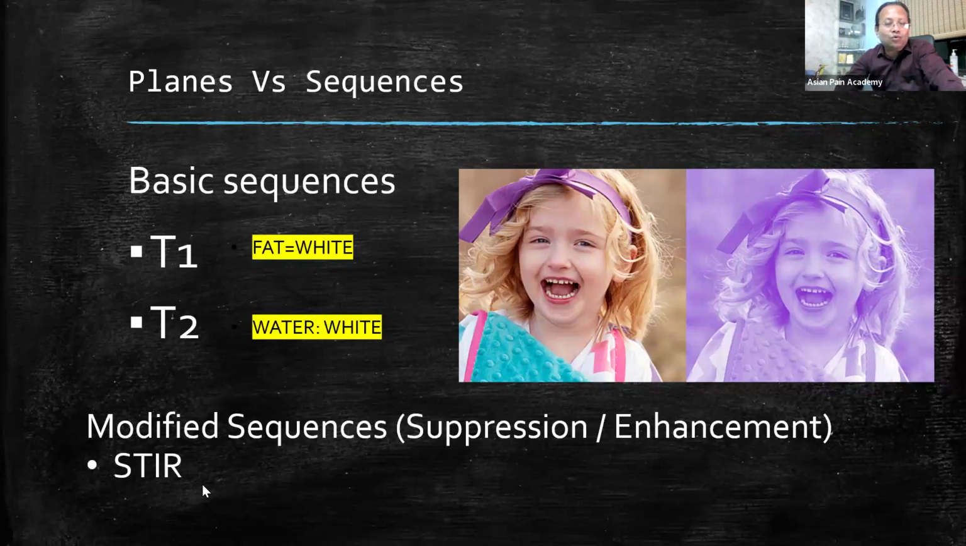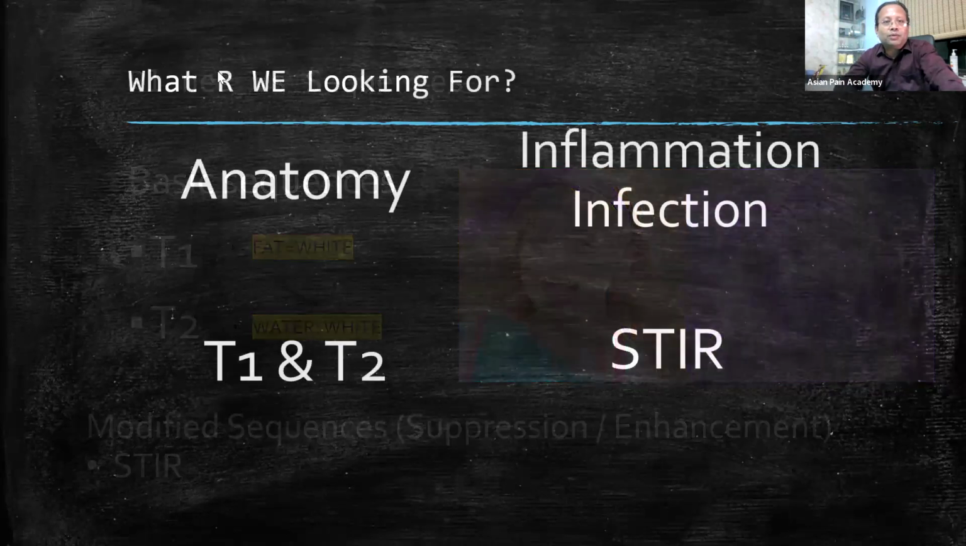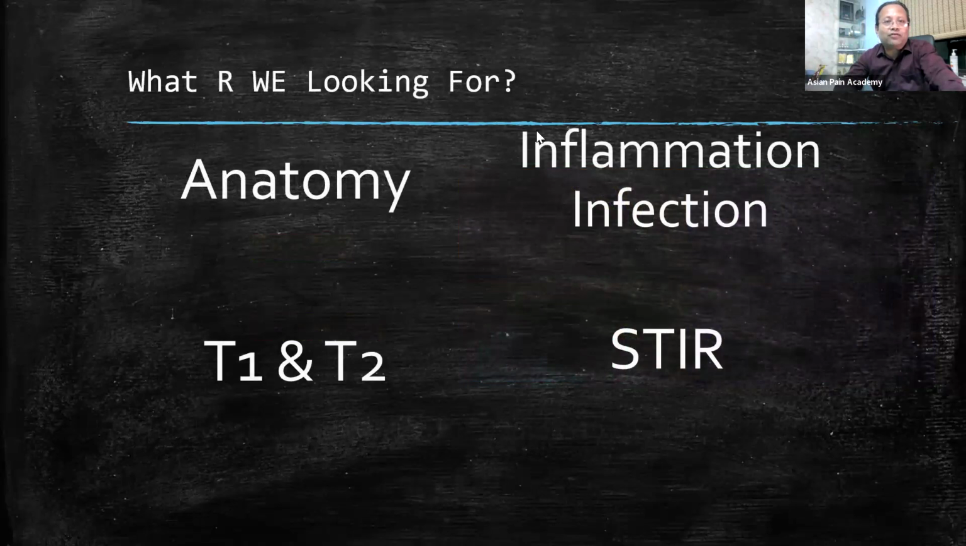But what we are mostly using is the STIR sequence. What is STIR? In this sequence, fat is suppressed. Simply, fat is suppressed. Remember, T2 STIR, here fat will be suppressed. It is mainly what we use during our evaluation of MRI. So remember, what are we looking for?